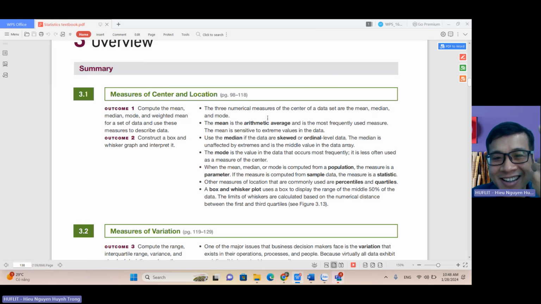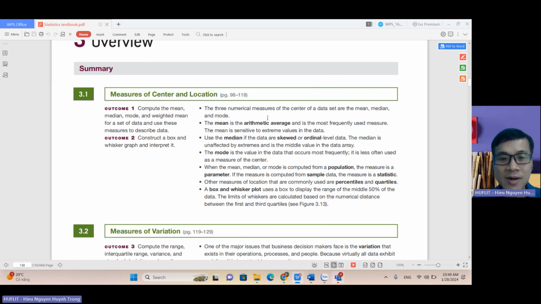Next, the median. The median is the point that can divide our data set into 2 equal parts. Okay, 50% above and 50% below. And we will use the median in the case that the data is skewed. And now let's talk about the mode. The mode is a value in the data that occurs most frequently. However, it is less often used compared to the mean and the median.